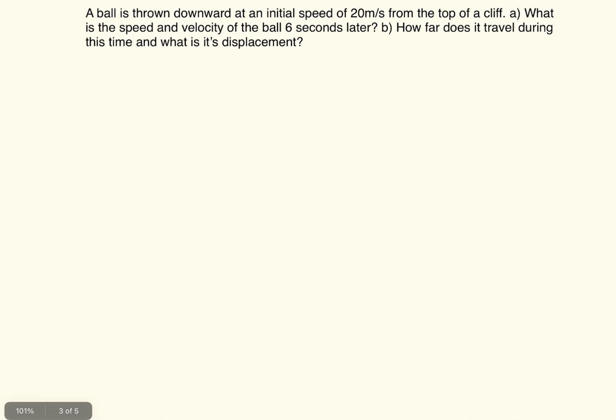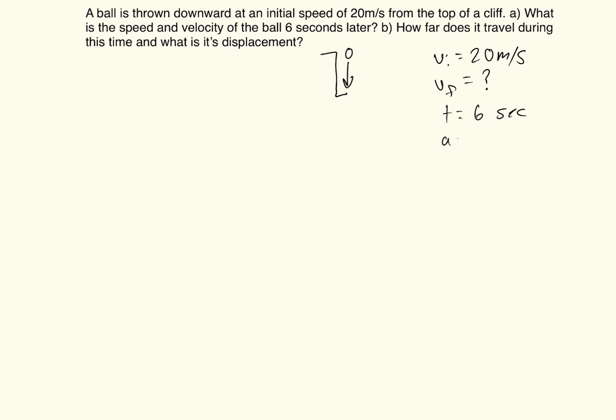A ball is thrown downward at an initial speed of 20 meters per second from the top of a cliff. What is the speed and velocity of the ball 6 seconds later, and how far does it travel during this time, and what is its displacement? Okay, so similar type of problem. Once again, it looks like that, but now it has an initial velocity. Let's write out our givens. Our initial velocity is equal to 20 meters per second. Our final velocity, we don't know. Our time is equal to 6 seconds. And our acceleration is equal to 9.81 meters per second squared downwards.